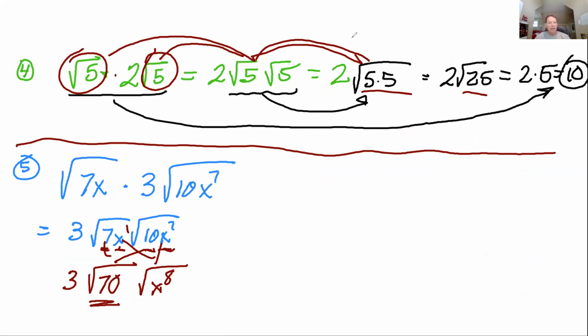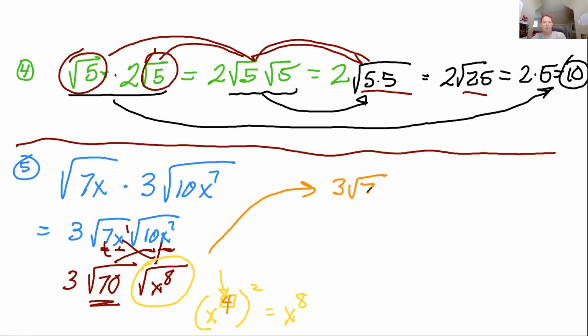However, I can find the square root of this. I have to ask myself, x to the what squared equals x to the 8th? Like, what number do I put right there that'll give me x to the 8th? And I hope you are seeing a 4 that goes there, because x to the 4th times x to the 4th, 4 plus 4 makes 8, is x to the 8th. So when all is said and done, what I have is 3, the square root of 70, and x to the 4th. And it's kind of a funky way of writing it.